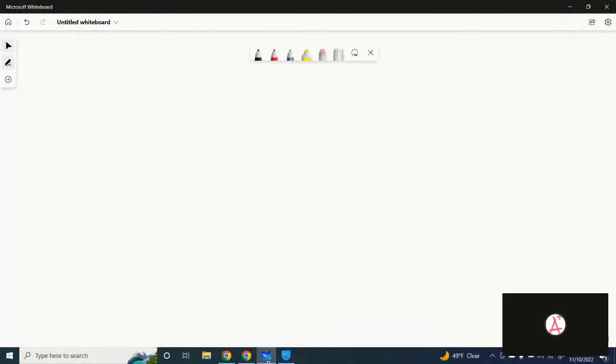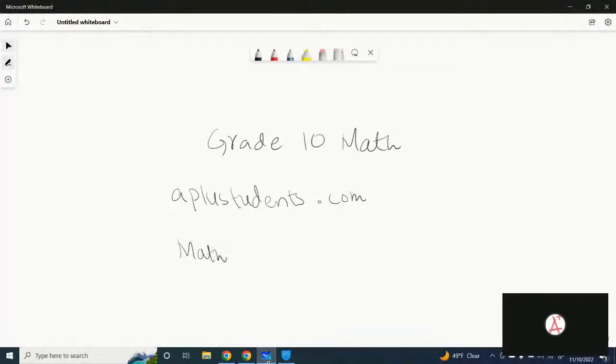So we are going to start with grade 10 maths. You can find all the lessons on aplusstudents.com. You have to select math from the subject tab, then scroll down to grade 10 maths, click on view all lessons, and we are working on the chapter system of linear equations.